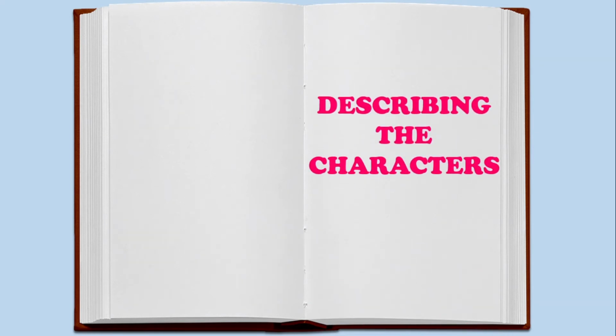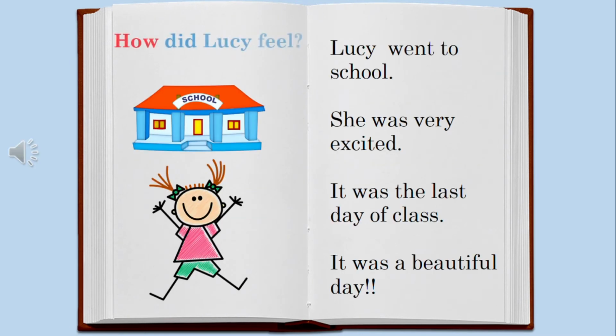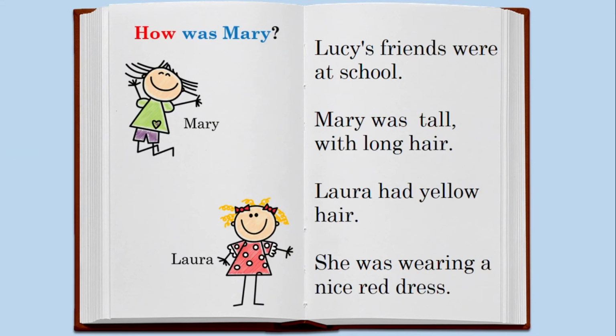The characters in this story are Lucy, Mary, and Laura. Let's read the text and find details that help us describe the characters. How did Lucy feel? She was very excited. How was Mary? Mary was tall, with long hair. What color was Laura's hair? Laura had yellow hair.